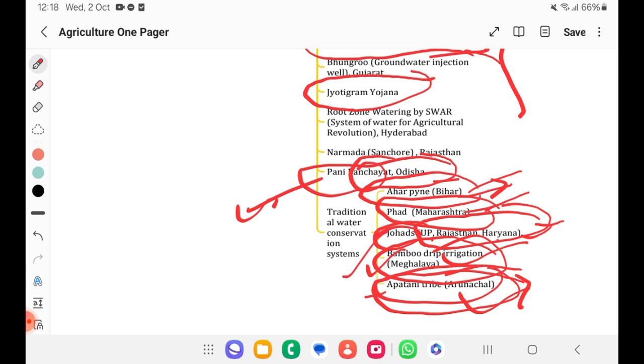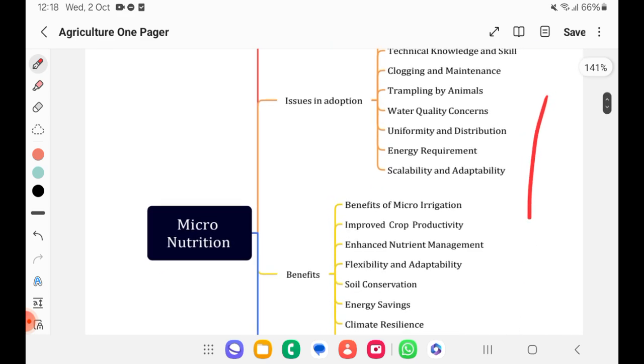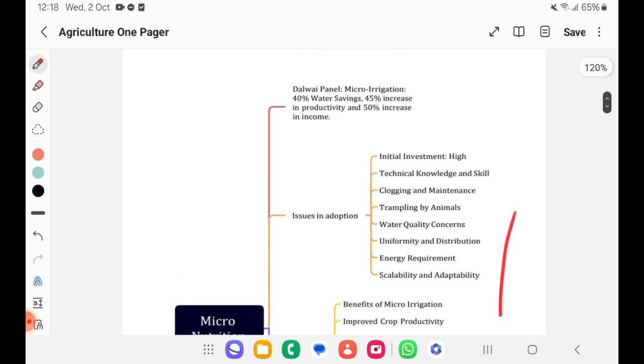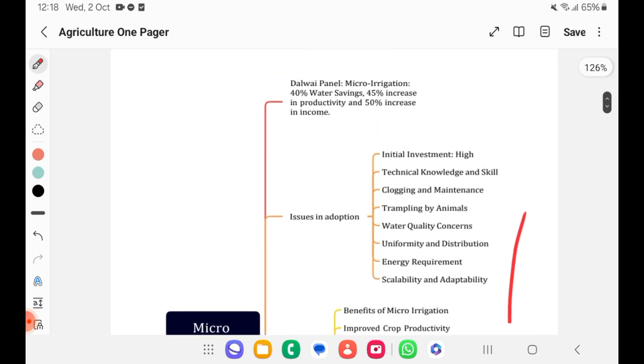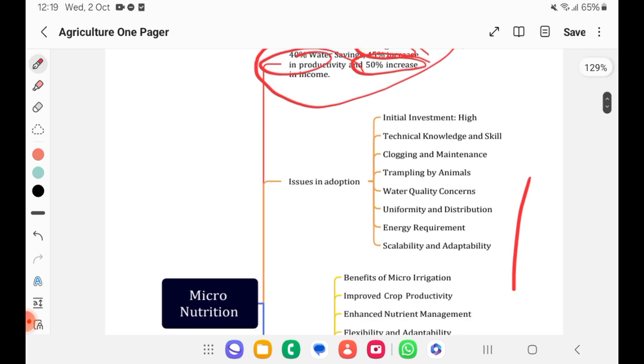So that is all in water. We can have one more topic on water, that is micro irrigation. The Dalwai panel is what it talks about. The Mihir panel we also spoke about in terms of water. We have to mention that committee. Whenever you talk about micro irrigation, mention the Dalwai panel's report with some data: 40% water savings, 45% increase in productivity and 50% increase in income. If you save 40%, what happens? Increase in productivity, 50% increase in income according to the Dalwai panel. So micro irrigation, Dalwai panel.